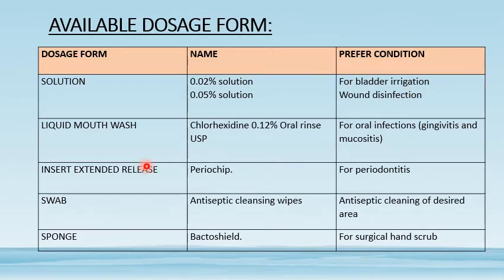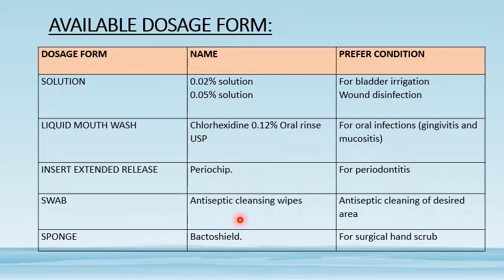Then the liquid mouthwash, chlorhexidine 0.12% oral rinse USP. It is used for oral infections, that is gingivitis and mucositis. In these conditions, we use the mouthwash. And the insert extended release, that is the PerioChip. It is used for periodontitis, because for periodontitis we need the concentration to be maintained. That's why we use the extended release dosage form.